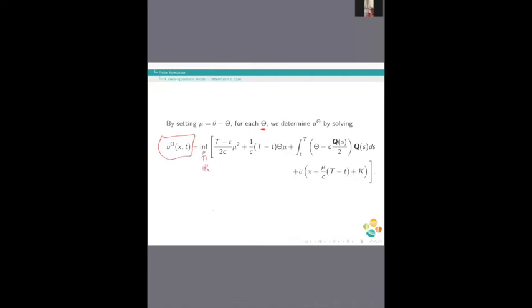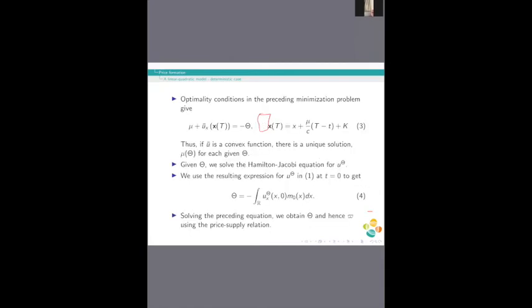We have this finite dimensional minimization problem, and now we say, well, but we don't know this theta. How do we get it? Well, we go back to its definition, and you just get the optimality condition. So given theta, we solve the Hamilton-Jacobi equation for theta. We use the resulting expression in the definition of theta, and now this is a fixed point. So this is an equation that can be solved, provided you get formulas for these, because this is known, and this you just computed.